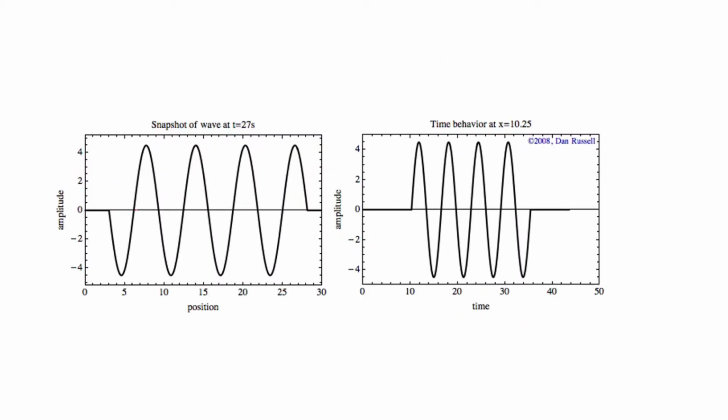This is the wavelength lambda, and this is the time period capital T. The wave propagation velocity is lambda by capital T.